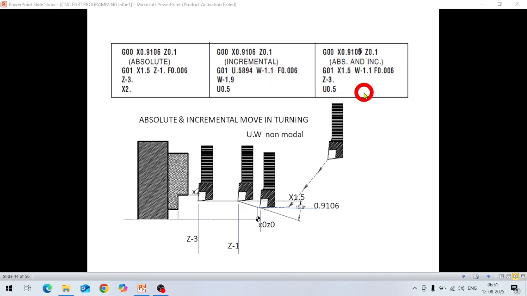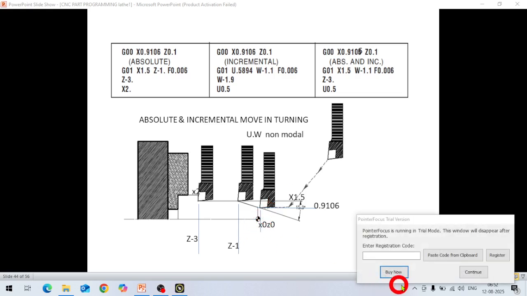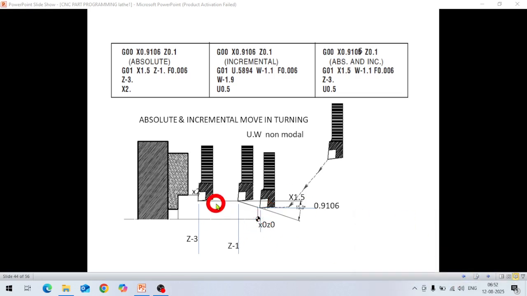In the next, it is mixed. Absolute and incremental, both commands are there. So how will it move now? G00, first line is same, X 0.9106, Z 0.1. So the tool will come here at this point. Now G01, X 1.5. So X is an absolute dimension, absolute mode. G01 X 1.5 means in the x-axis, absolutely it will come to this 1.5 inch diameter.